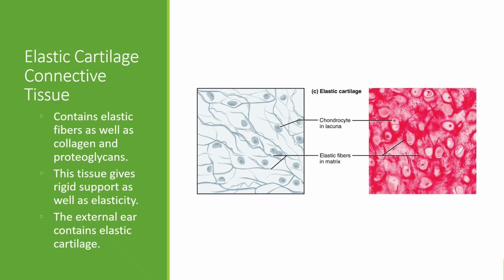Elastic cartilage connective tissue has elastic fibers and collagen and proteoglycans, and this tissue gives rigid support as well as elasticity. The external ear contains elastic cartilage. I want to remind you that cartilage is very, very slow to heal, if it ever heals. So when you do damage to your ear, it most likely will not heal, right? It'll always be scarred and probably have a notch in it.